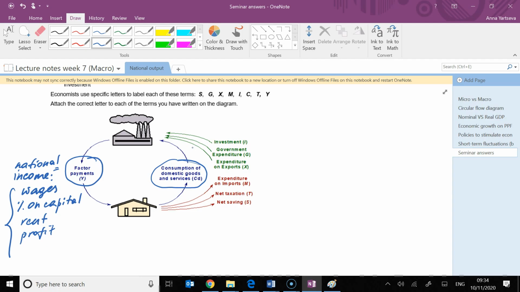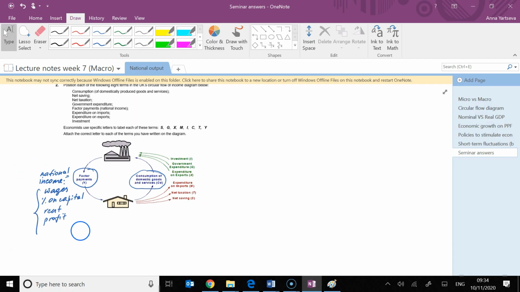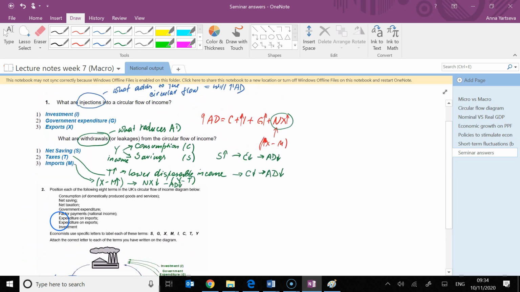So generally, these two exercises are related to each other. In the first exercise, you simply list them, and in the second exercise, you combine them in one diagram. So this is what you need to know about the circular flow diagram.